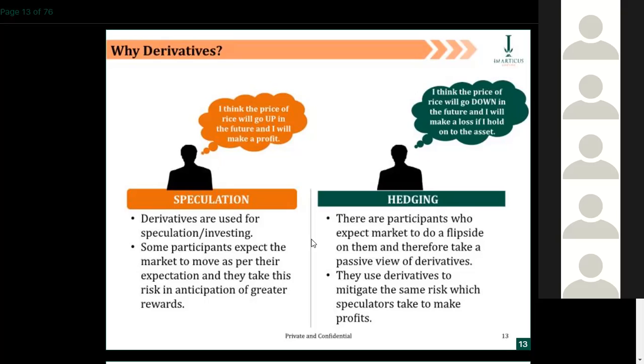Okay, so this definition is there. Derivatives are used for speculation and investing. Some participants expect the market to move as per their expectation, and they take this risk in anticipation of greater rewards. There are participants who expect the market to do a flip side on them and therefore take a passive view of derivatives. They use derivatives to mitigate the same risk which speculators take to make profit. Right, so that is how it is.